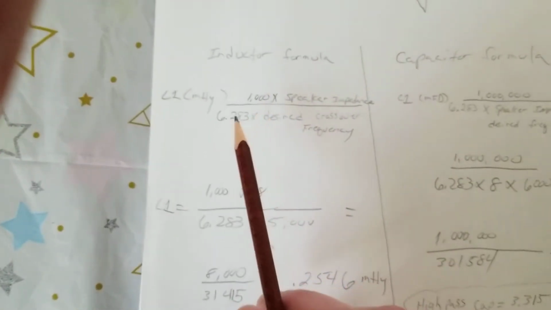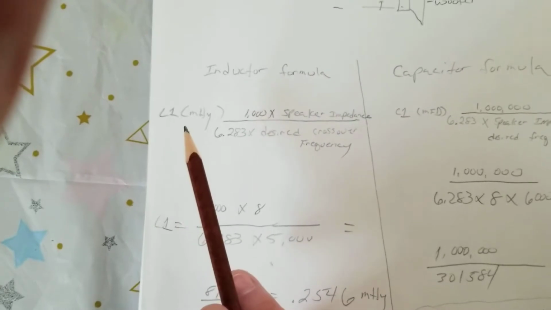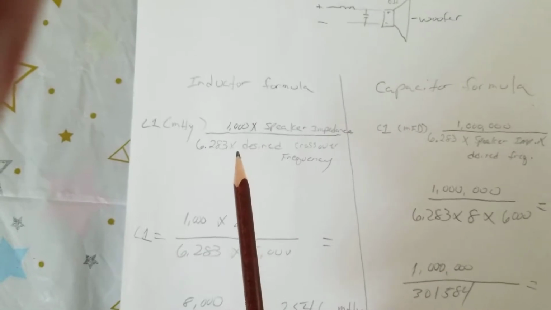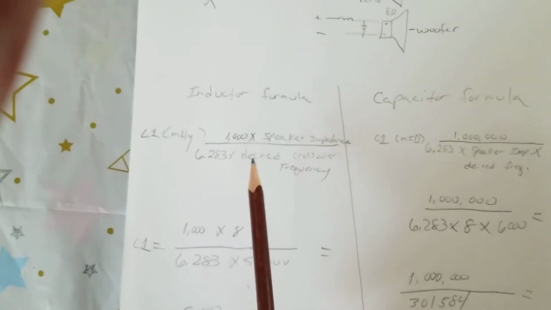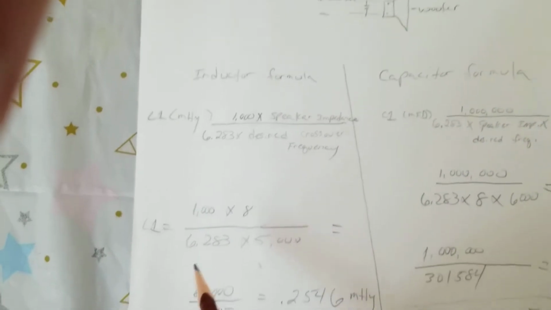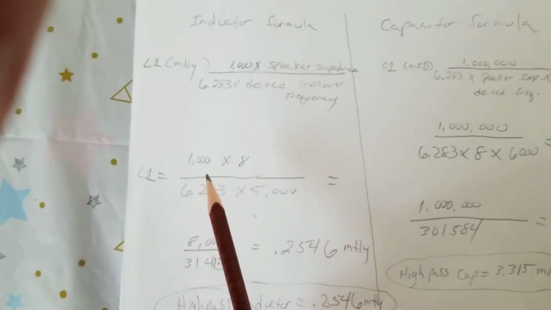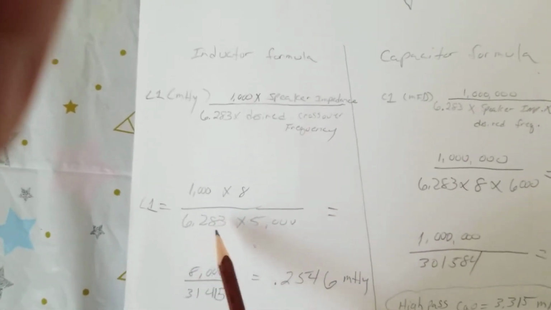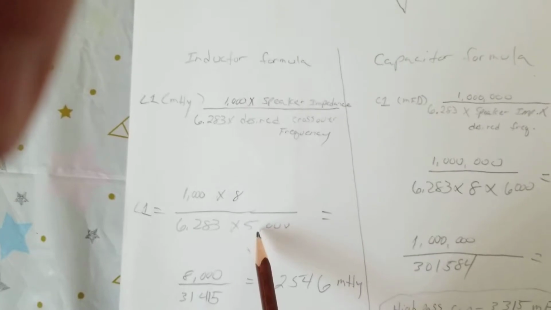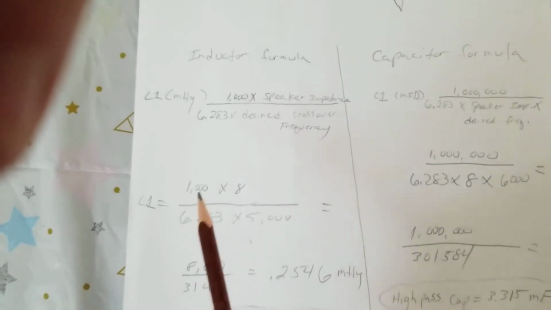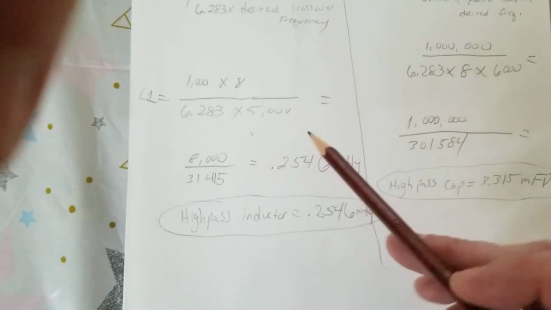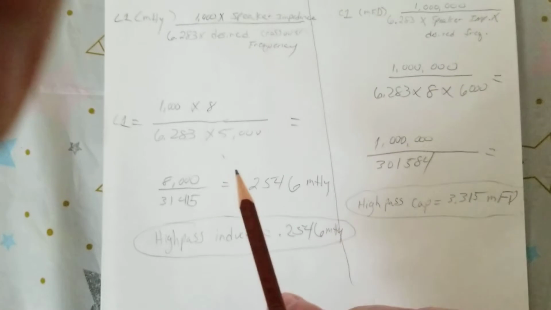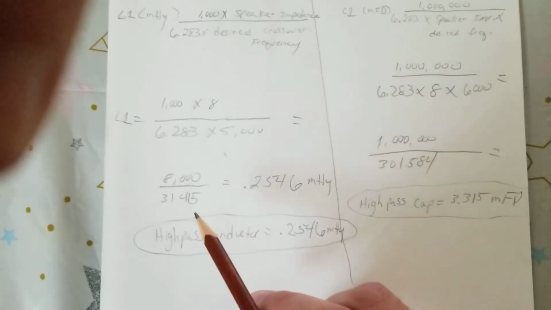So here's the math for the inductor formula in millihenries. As you can see, it's 1,000 times the speaker impedance over 6.283 times the desired crossover frequency. So when you drop down here, I got my 1,000 times the speaker impedance, which is 8, over 6.283 times 5,000, which is where I want my crossover to cross over at for the high pass. And this is just high pass only, guys. Once you figure this out, you can figure out the low pass on your own pretty easy.